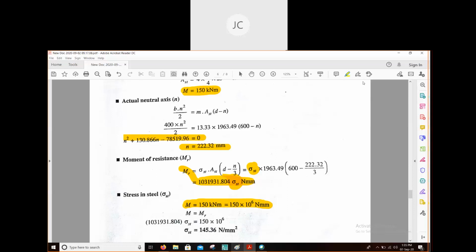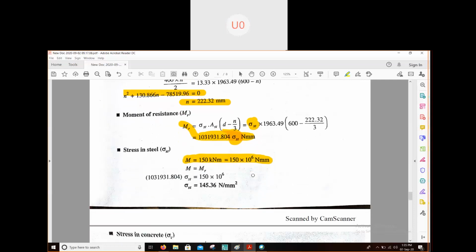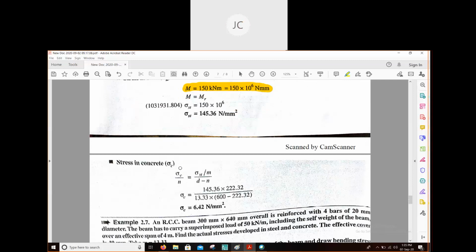Can you tell me sigma C by N? Which formula do we have to use? Sigma C divided by N equal to sigma ST by M divided by D minus N. Yes, good. Critical neutral axis. Yes, good. We have to use this formula.